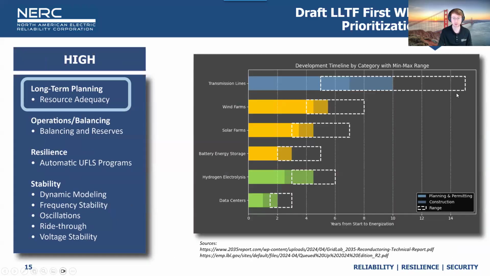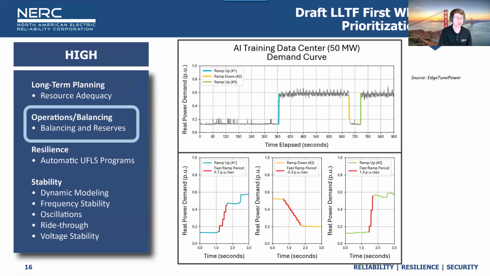So I'll just cover the high priority risks. We're looking at resource adequacy as a major risk. Like I mentioned, data centers can come online much more rapidly than generation. And so we see that as a very high risk at this point. As of course I mentioned, the rapid ramping, which can cause great challenges for balancing and reserves. And so we're looking at that as a high priority item to address and mitigate.